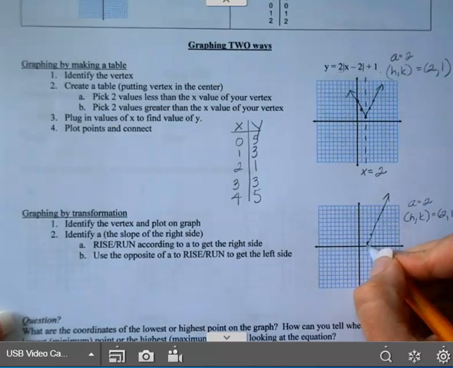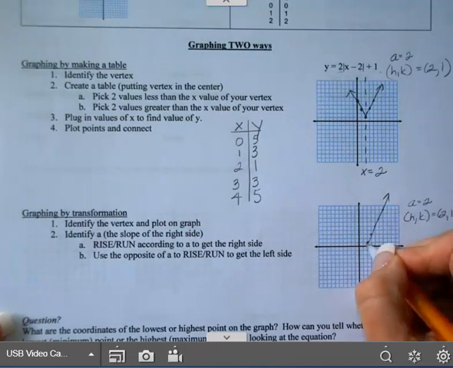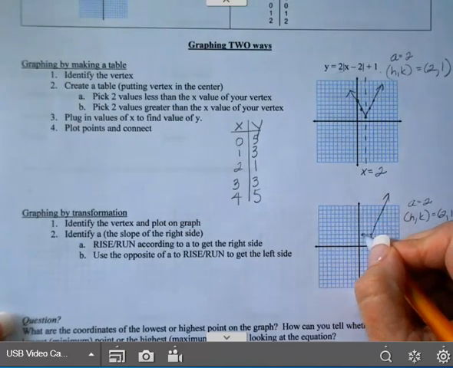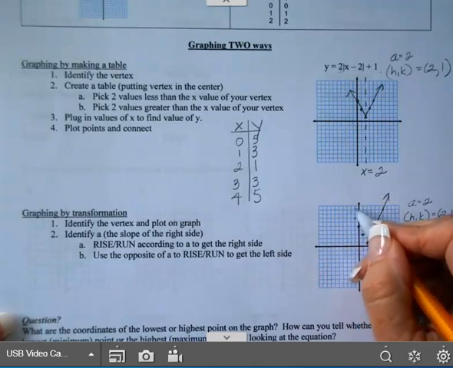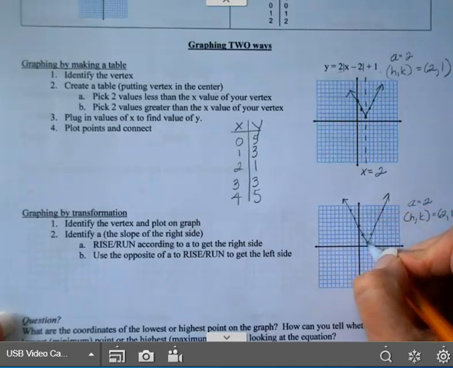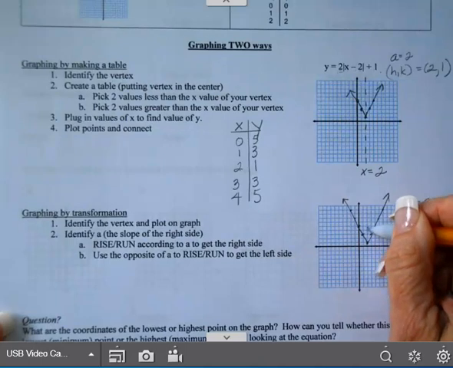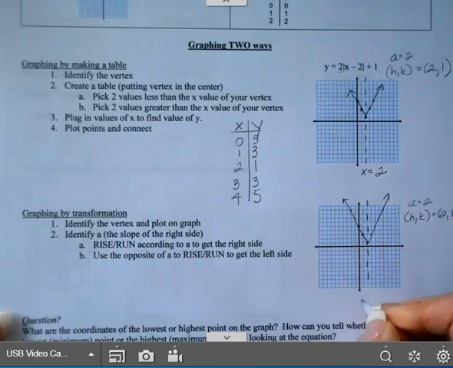And the left side is going to be the opposite of that, so it's negative 2. So it's going to go up 2 and left 1. So positive 2 divided by negative 1 is negative 2. So you're flipping it over that line of symmetry if you want to think of it that way. It makes the V shape. And again, if you wanted to include the line of symmetry, it's right here. And that line of symmetry is x equals 2.